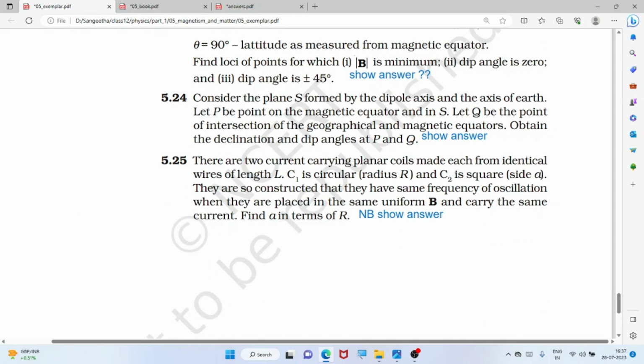Consider the plane S formed by the dipole axis of the magnet and the axis of the Earth. This plane is a two-dimensional plane formed by the dipole axis and the axis of the Earth. Let P be a point on the magnetic equator and in S. Let Q be a point at the intersection of the geographic equator and the magnetic equator. Obtain the declination and dip at P. Okay, that is 5.24.